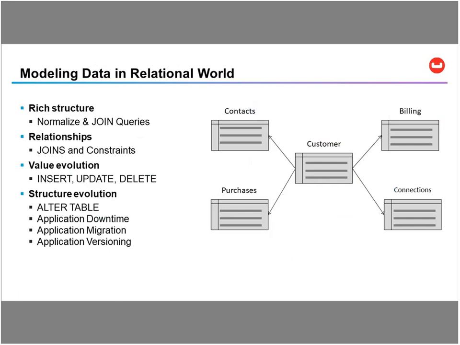In the relational world, you would be writing these rich data structures into entities, and these entities would be related by some relationship, like customers have purchase history, contacts, billing information, and some connections, right? And the data that you write in these entities would be normalized because you don't want redundancy. When you write any select queries, you would be using joins to fetch data out of these many different tables to meet the needs of your application.